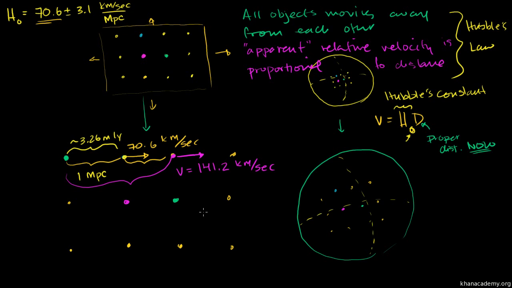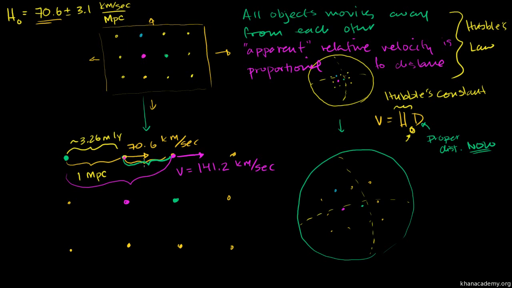kilometers per second. And one question you might ask is, how did Hubble know? You could observe the redshift of objects moving away from us, but how did he know that they were moving away from each other? Well, if you were to look at the redshift of this object and say, wow, that's moving away at 70.6 kilometers per second, and then you were to look at the redshift of this and say, wow, that's moving away from us at 141.2 kilometers per second, then you also know that these two objects are moving away from each other at 70.6 kilometers per second. And we could keep doing this over different distances.